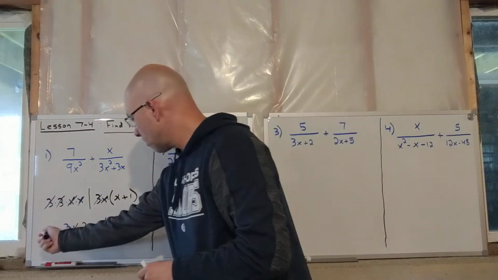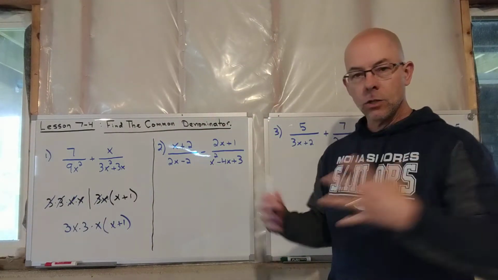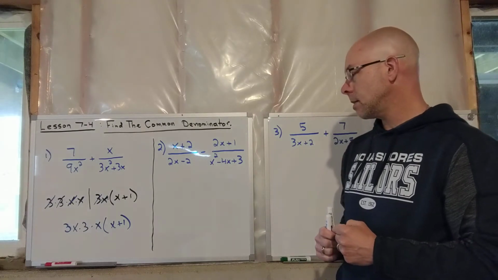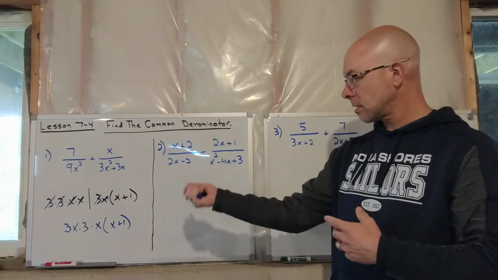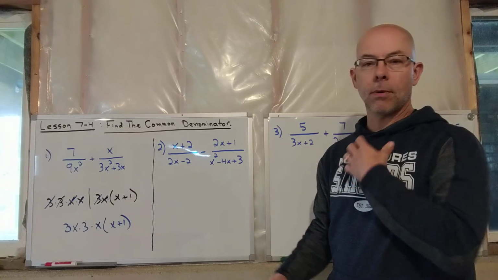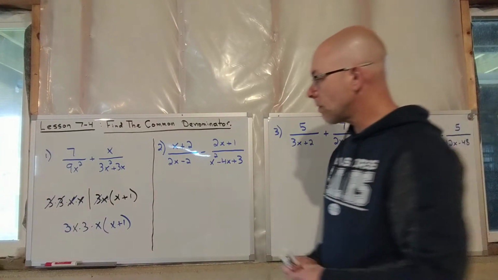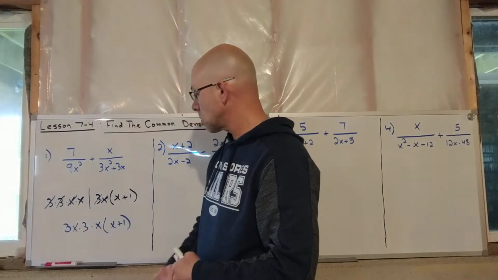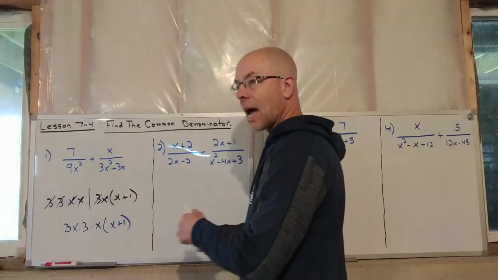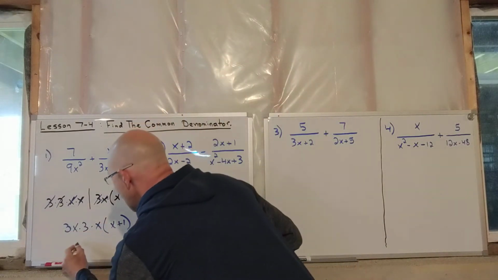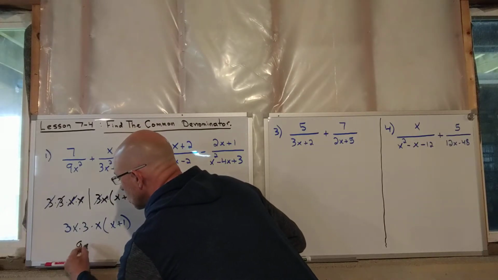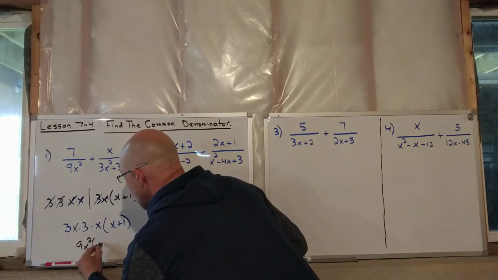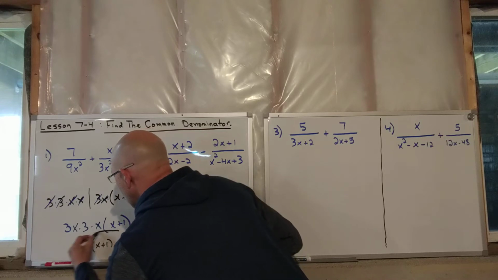Now, all of that multiplied together is your common denominator, and typically you multiply the single terms out front and you leave the parenthesis groups as parentheses. So if I'm looking at this, there's a 3 times 3, which is 9. There's an x times x, which is x squared. The common denominator would be 9x squared times x plus 1.